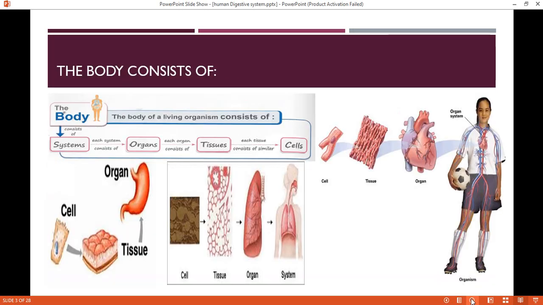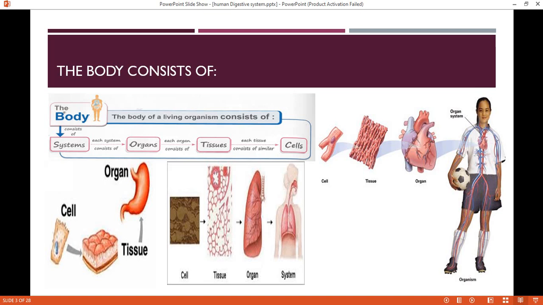Of course you know that the body of any living organism consists of systems. For example, what is this system here? The main organ is the heart, and I can see the heart and blood vessels and blood. So what is this system? Right, circulatory system. So the heart will be the organ for the circulatory system.